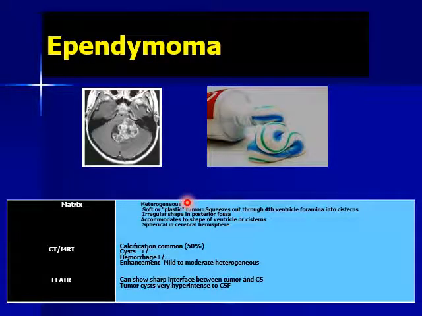Ependymoma is a tumor with a characteristic pattern of tissue matrix, which is the plastic nature. What is meant by plastic nature? It means that it can squeeze itself through the nearby foramina to go to another space, like toothpaste. Remember this, like toothpaste.